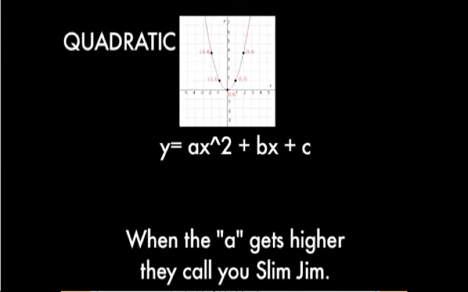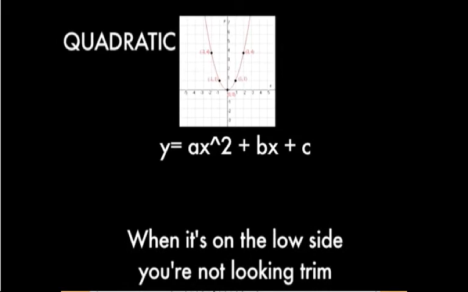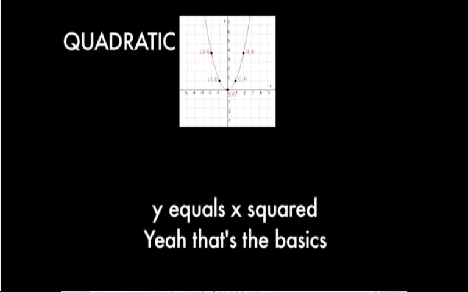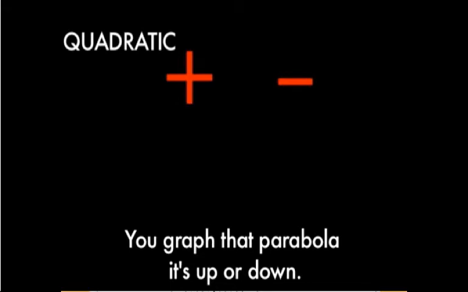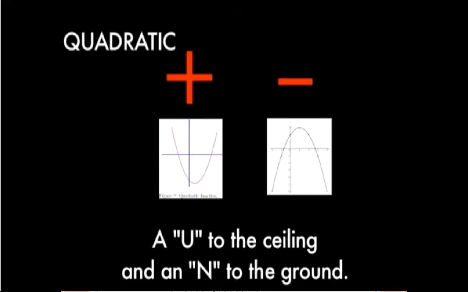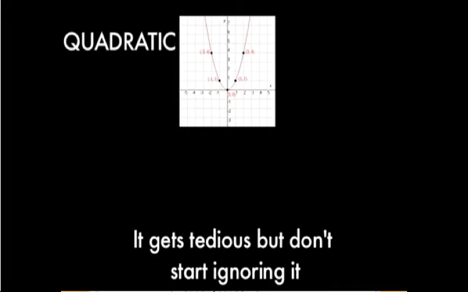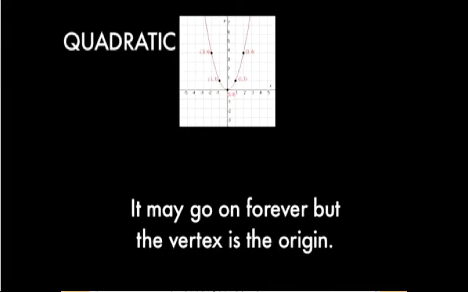Gets higher, they call you Slim Jim. When it's on the low side, you're not looking trim. Y equals x squared, yeah, that's the basics. Ax squared plus bx plus c, let's face it. You graph that parabola, it's up or down. A U to the ceiling and an N to the ground. It gets tedious, but don't start ignoring it. It may go on forever, but the vertex is the origin.